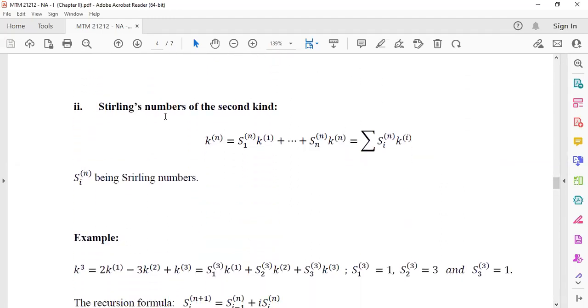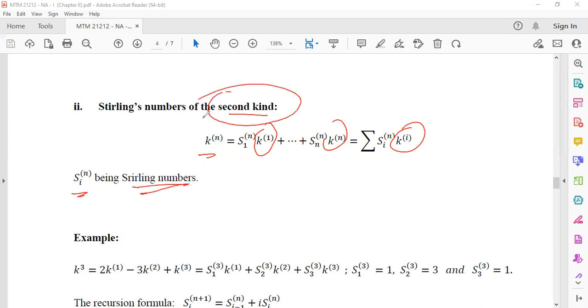Okay. So these are the Stirling numbers of the second kind. The same idea, k(n). Here we have to put k1, k2, like that. Only these are the difference. Okay. So here you have to put k to the power i. This S(i, n) is again a Stirling number, but of the second kind. Okay. So let's do some example and finish our lecture.